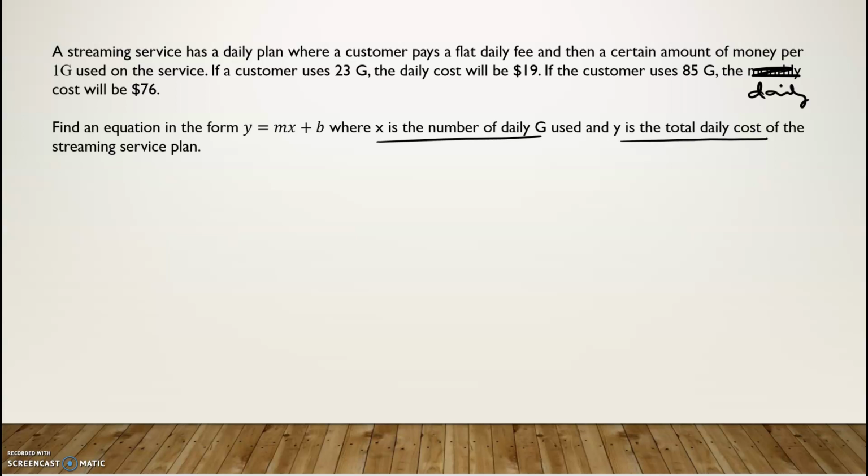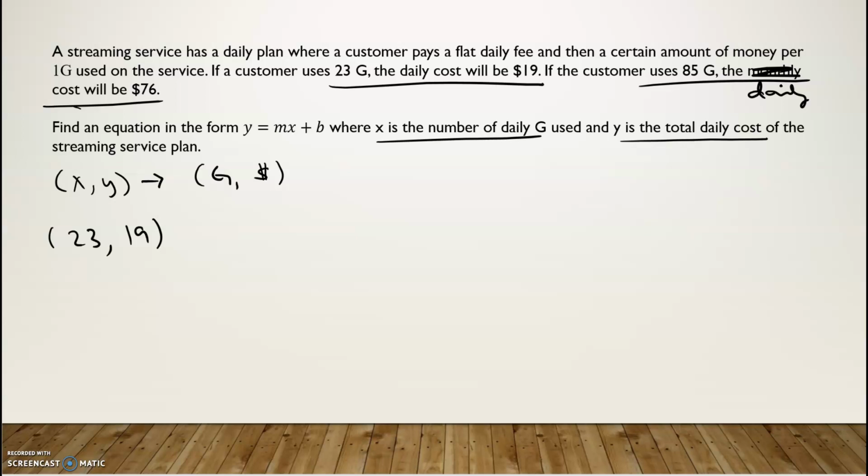Okay, so we have the x value is gigs, the y value is cost. So our x, y coordinates is now gigs and then cost. So we'll put $ signs there. Okay, so then we can turn this sentence right here into an ordered pair. So that would be 23 gigs, $19. And then we'll do the same thing here. This would be 85 gigs and $76. Now we're trying to find an equation of a line given 2 points.